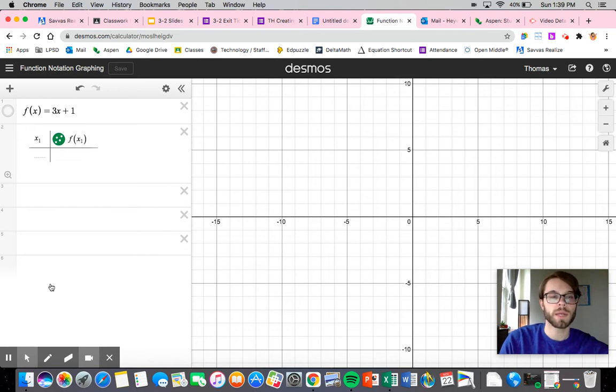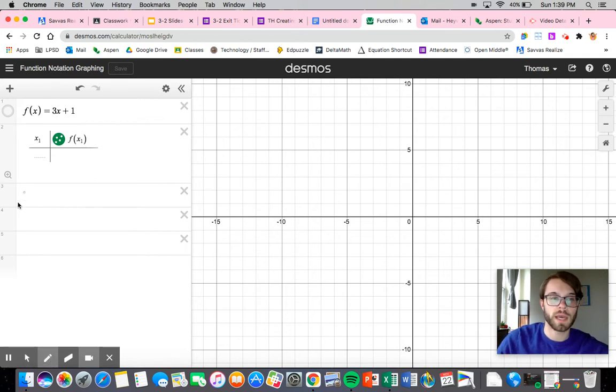As you can see up here, I have my function notation to define my function. I have f of x is equal to 3x plus 1. Every time I put in a different value of the domain, the x value, I'm going to multiply it by 3, add 1 to it, and that will be my range value. So let's think about what would happen.